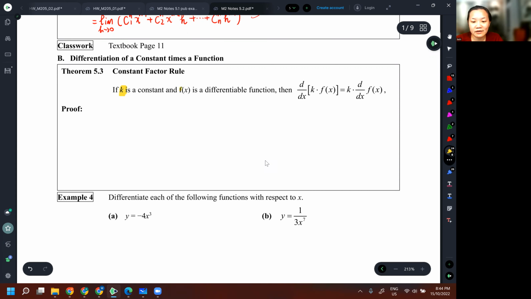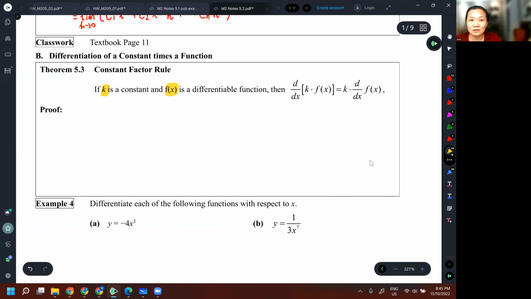K is a constant. F of x is a differentiable function. Last time I explained what a differentiable function is. A differentiable function is a function whose derivative does exist. A lot of functions are differentiable. Only very weird functions are not differentiable. So don't worry about non-differentiable functions yet. Probably never gonna see them. Anyway, this is the rule.